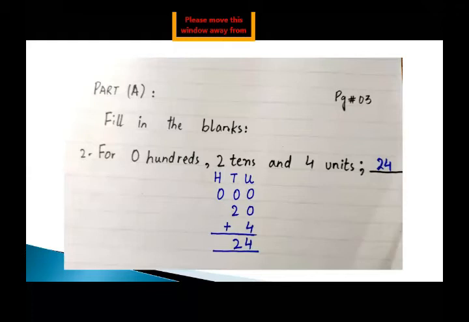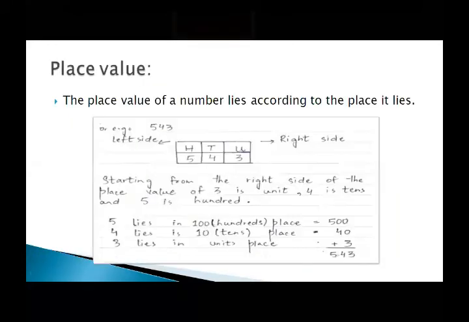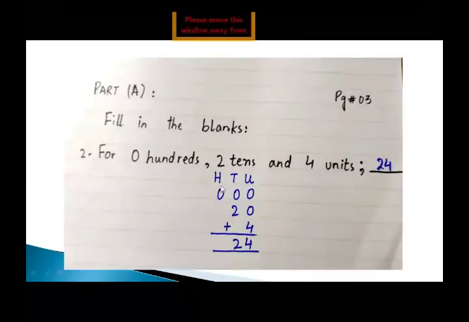If you look into your screens, part A, fill in the blanks. This will be solved in the same manner, like here you see that I gave you an example. Okay, in this way you will solve part A. Here it is the opposite of part B. Okay, here 0 hundreds, 2 tens, and 4 units.